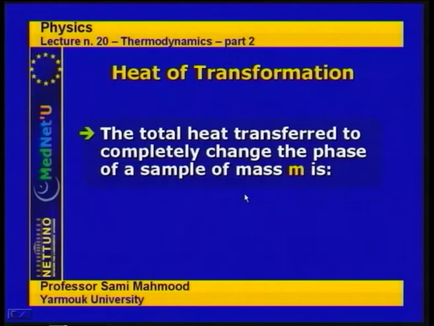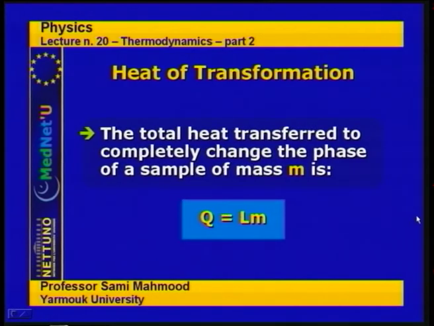The total heat transferred to change the object completely from one phase to another, if the object has mass m, is thus Q equal to L, the heat of transformation per unit mass, times the mass. That will give us the total amount of heat required to transform the body of mass m from one phase to another.